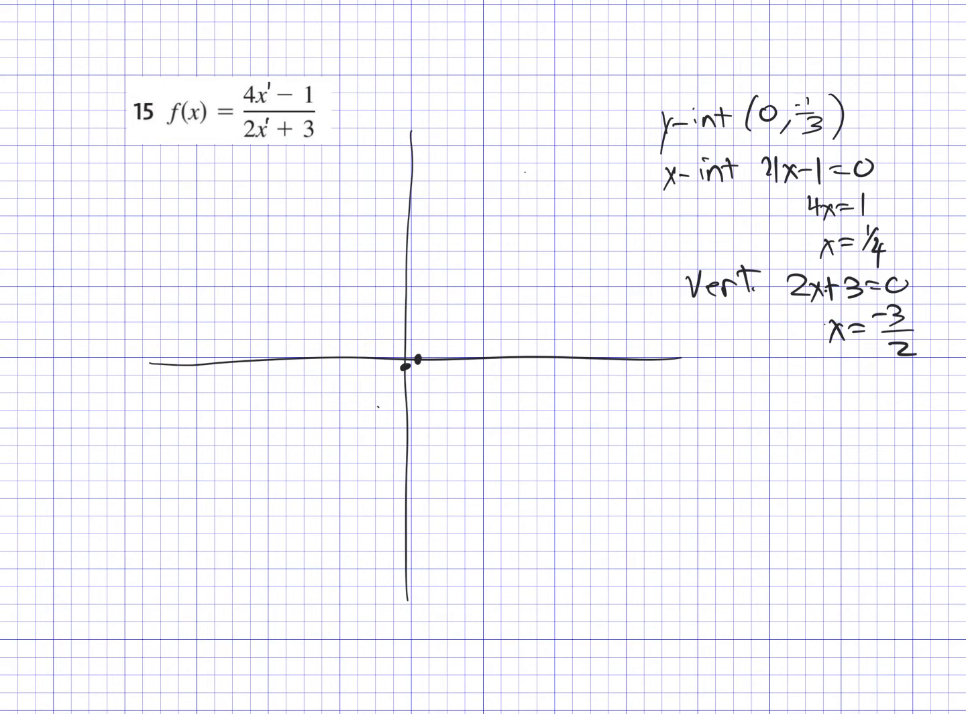So we can go ahead and draw a vertical asymptote at negative 3/2. That's between negative 1 and negative 2. Just in between there. Doesn't have to be great. And now the horizontal asymptote, the exponents are the same, so it's y equals 4 over 2, or 2.